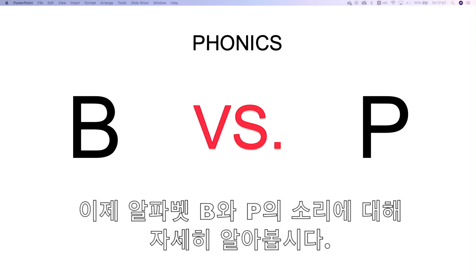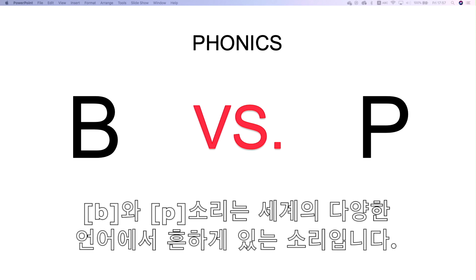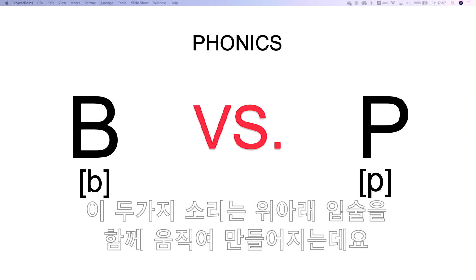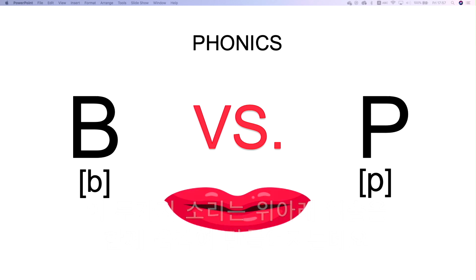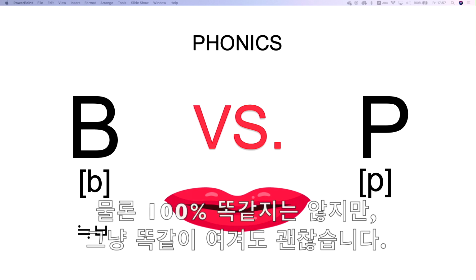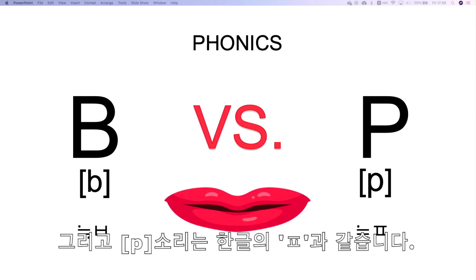Now, let's see the alphabet B and P sounds. B and P sounds are very common in a lot of languages, and we are also very used to them. These two sounds can only be made with our two lips. The B sound is very close to 비읍 in Hangul, even though not exactly 100% the same. But it will be easier just to think they are the same sound. And the P sound is almost the same as 피읖 in Hangul.